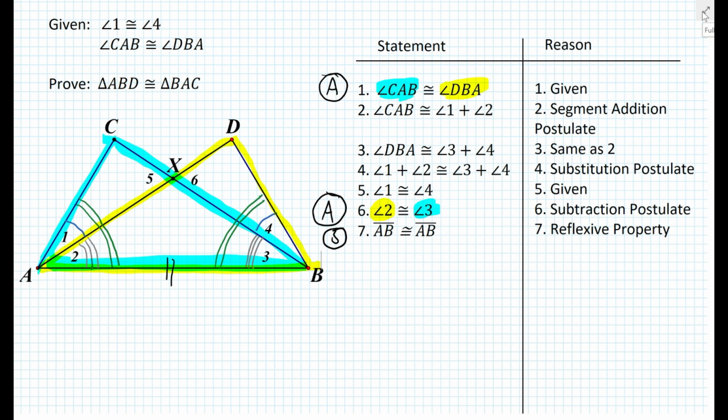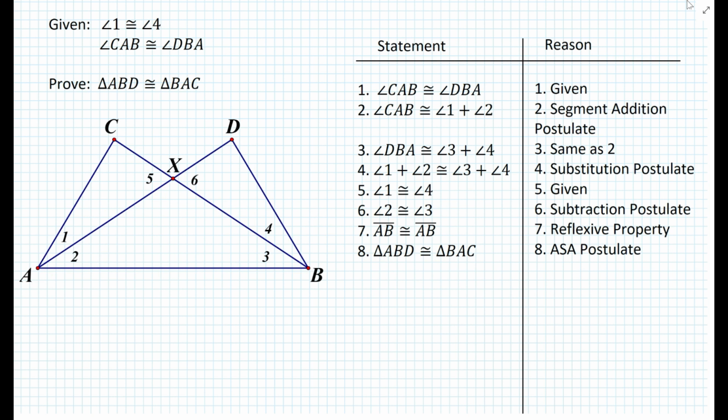Okay, so we know that the angles are congruent and the side that is included, or in between those angles, is congruent to the side that is included in the other angles in the other triangle. Therefore, we know that triangle ABD is congruent to triangle BAC because of the ASA postulate. So this is basically the proof for this particular problem. And that's basically it also for today's lesson.